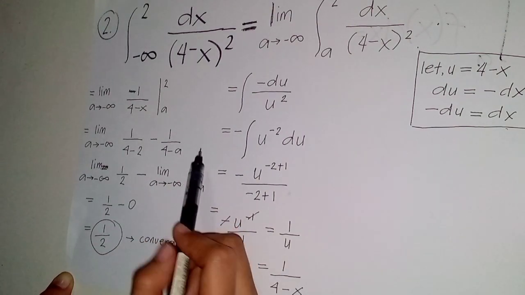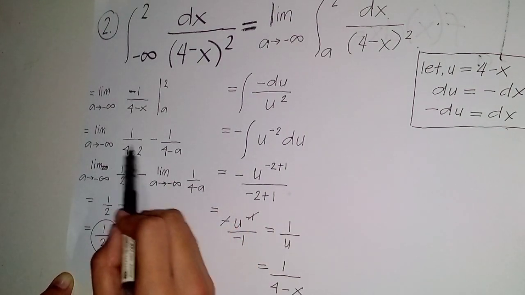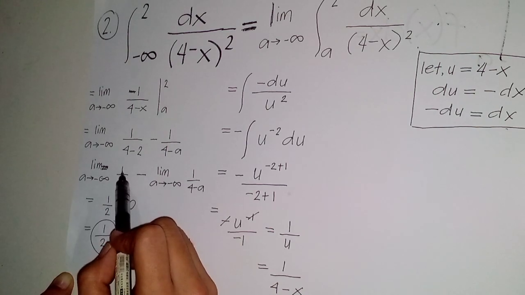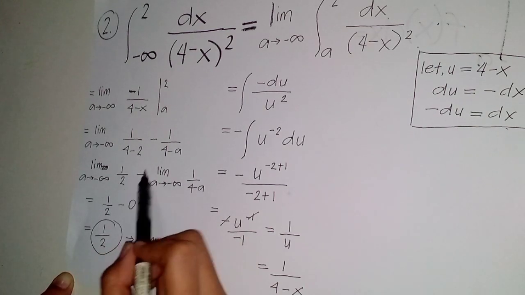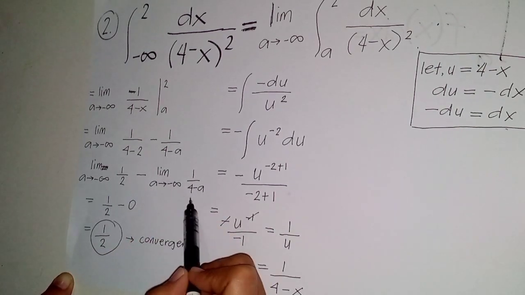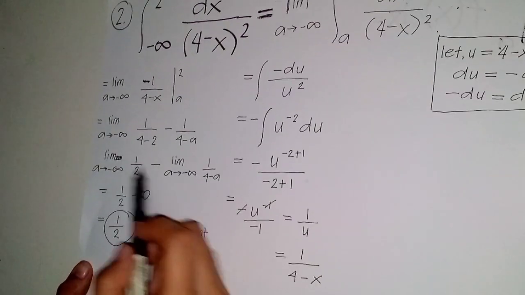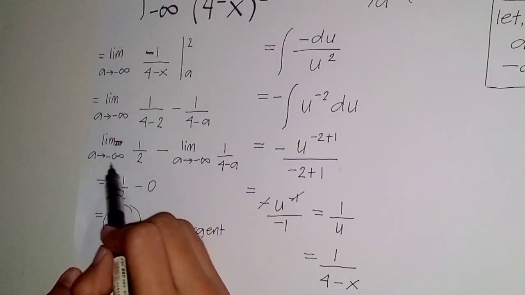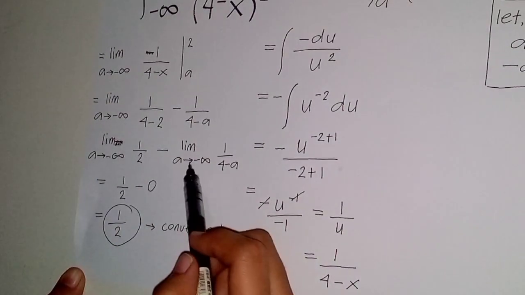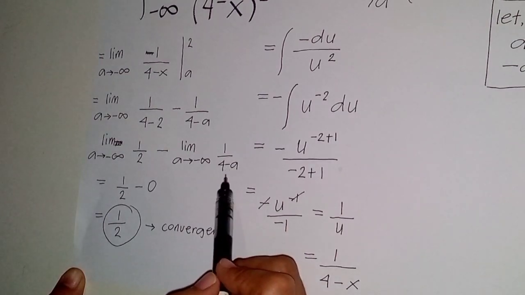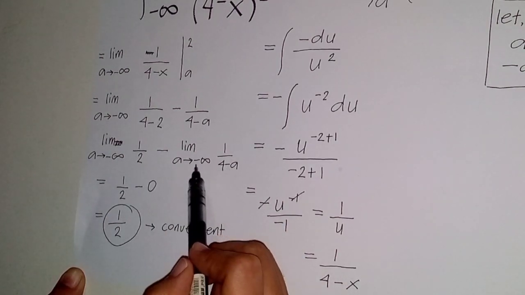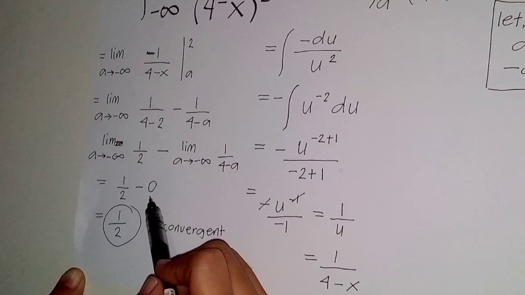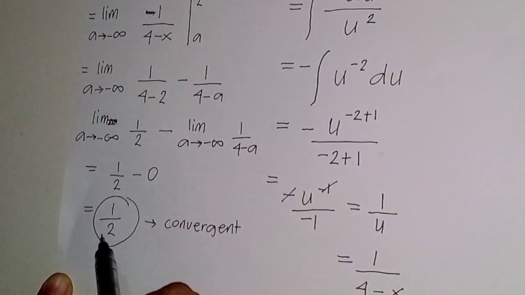We then simplify it. 1 over 4 minus 2 is equal to 1 half, minus 1 over 4 minus a. And then the limit of 1 half as a approaches negative infinity is 1 half. And then the limit of 1 over 4 minus a as a approaches negative infinity gives us 0. 1 half minus 0 is equal to 1 half.